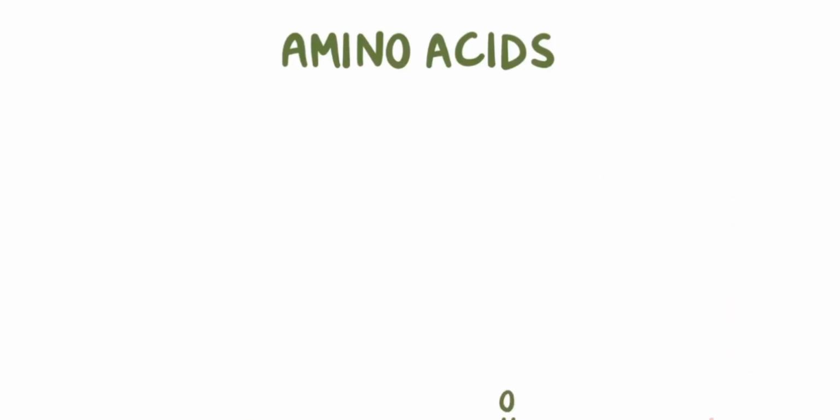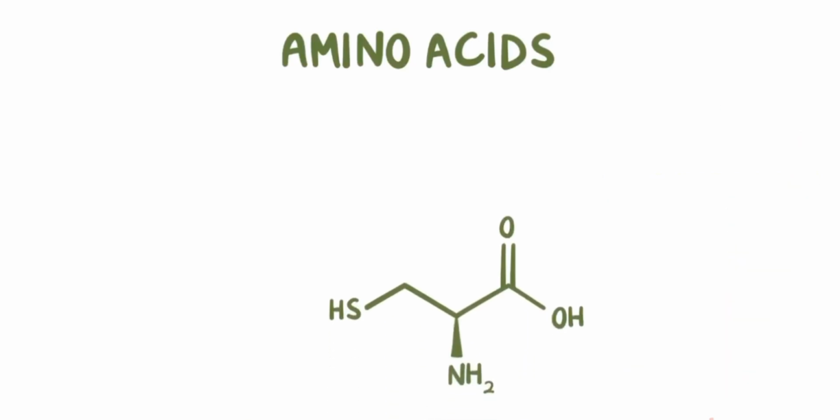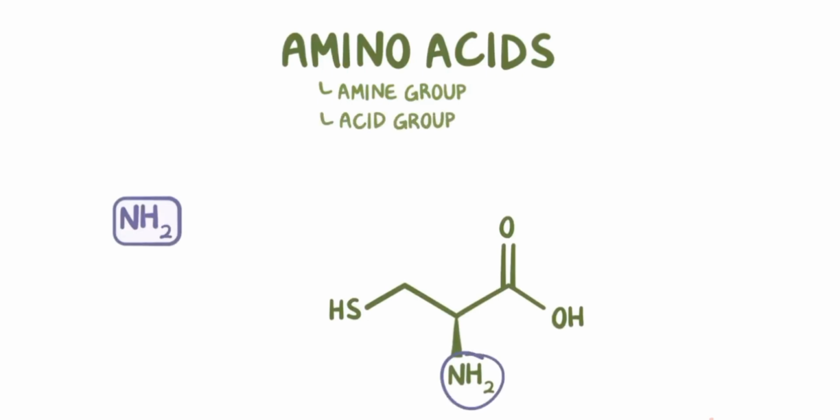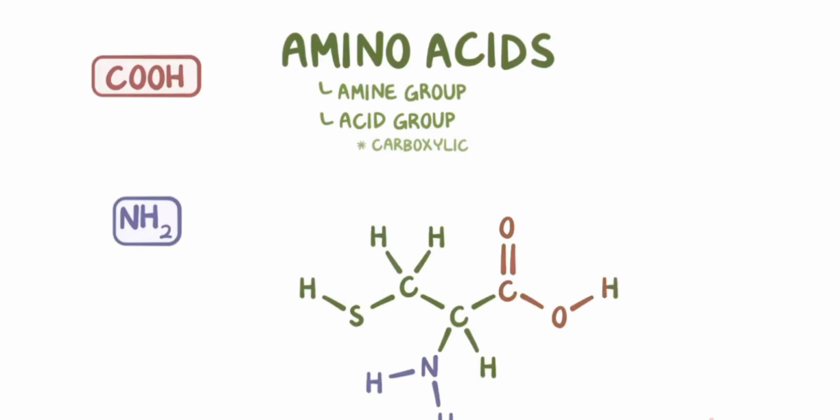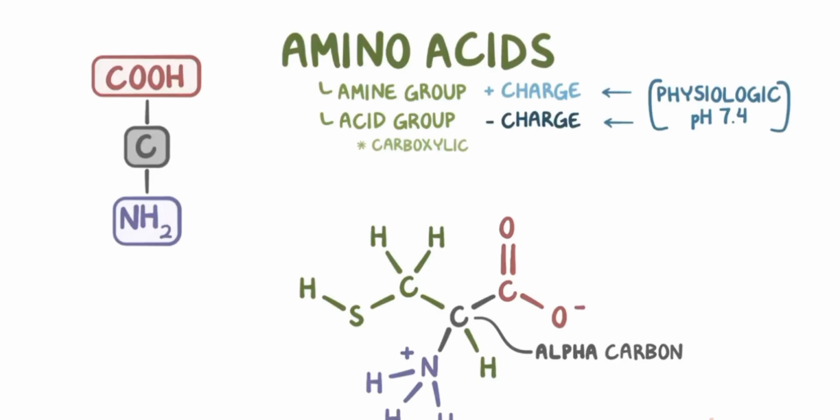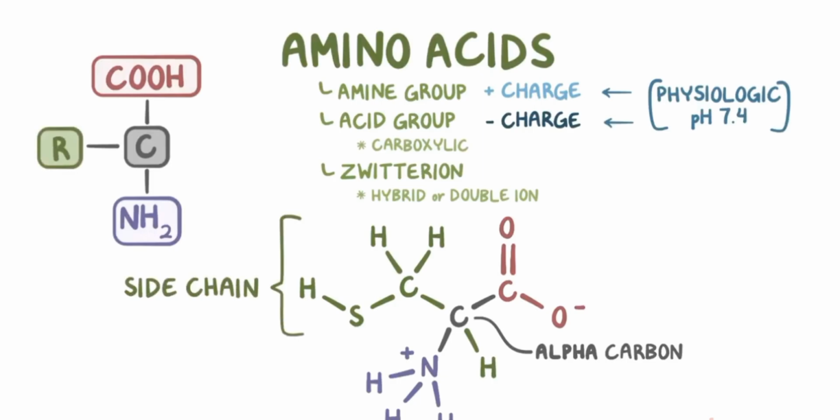Alright, so the amino acid. Just from the name, you can tell they've got an amine group, or NH2, and also an acid, in this case a carboxylic acid group, or COOH. The amine and carboxylic acid groups are both bound to the same carbon, called the alpha carbon. Having both a positive and a negative charge makes amino acids a type of Zwitterion, which is German for hybrid or double ion. Now, the alpha carbon also has a side chain, sometimes marked as R.